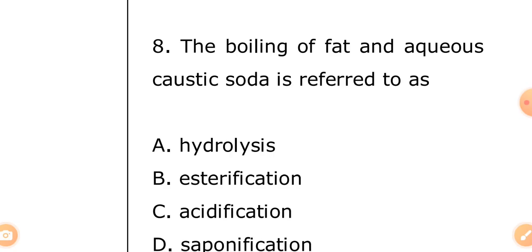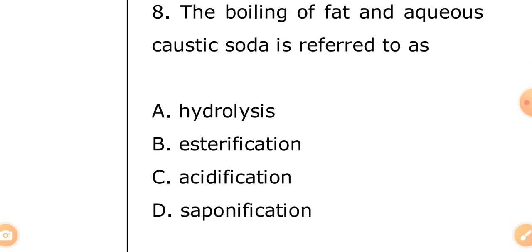Number 8, the boiling of fat and aqueous caustic soda is referred to as dash. A, hydrolysis. B, esterification. C, acidification. D, saponification. The boiling of fat and aqueous caustic soda is called saponification. That is the answer. The answer is D.